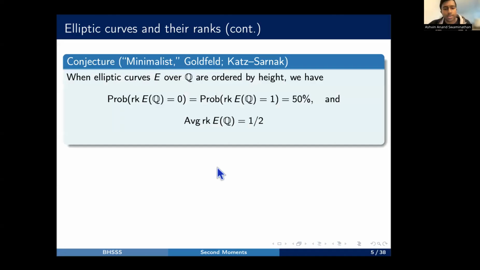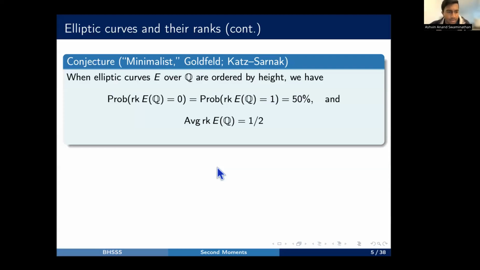Okay, so then we have the following conjecture regarding the distribution of ranks of elliptic curves. So this is known as the minimalist conjecture. It's due to Goldfeld and Katz-Sarnak. So it states that when elliptic curves E over Q are ordered by height, we should expect that 50% of elliptic curves have rank 0 and 50% have rank 1. And moreover, that the average rank of elliptic curves should be 1/2.